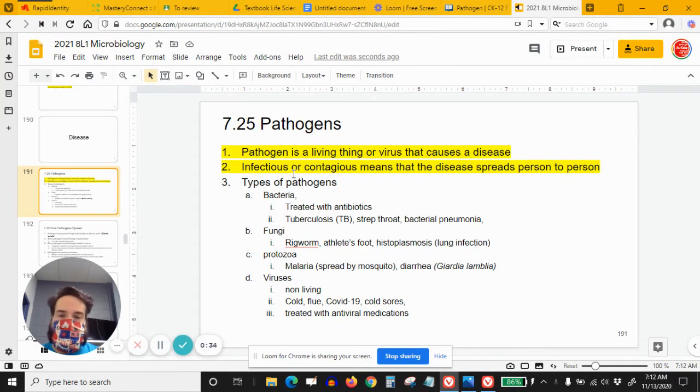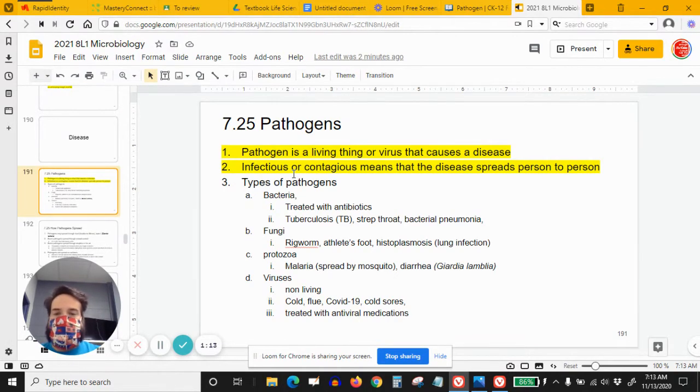7.25, Chapter 7, Lesson 25 is about pathogens. A pathogen is any living thing or a virus that can cause a disease. If we say something is infectious, that means it can infect. Some people say, oh, Susie's laughter is always so infectious, meaning that her laughter causes other people to join in the laughing. But in this case, infectious means that it can infect a person or animal. Contagious means that it can spread from person to person.